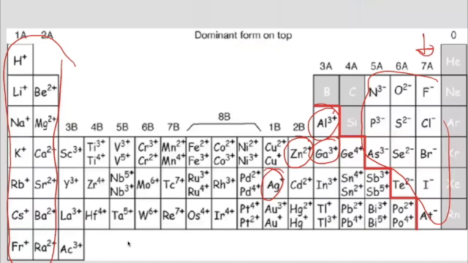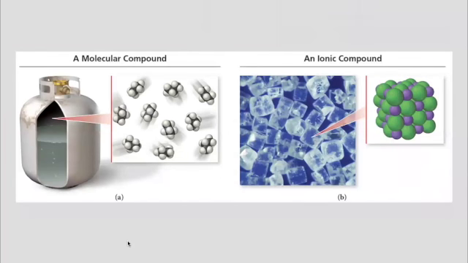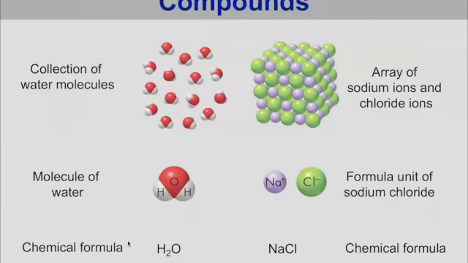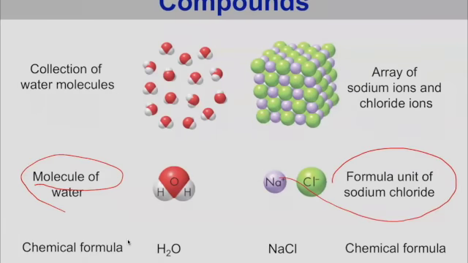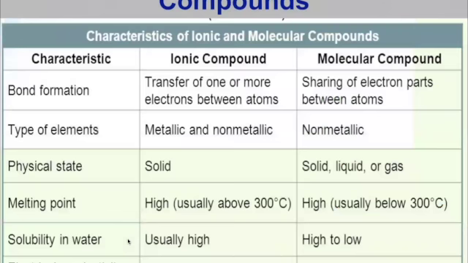Notice here we have a molecular compound and an ionic compound. Ionic compounds are usually going to be crystalline. When we are dealing with molecular compounds, we say the molecule of water. However, if it's an ionic compound, we say the formula unit, just another terminology. Don't worry so much about it. Here's a table of different characteristics of ionic versus molecular compounds. Just kind of a general idea.